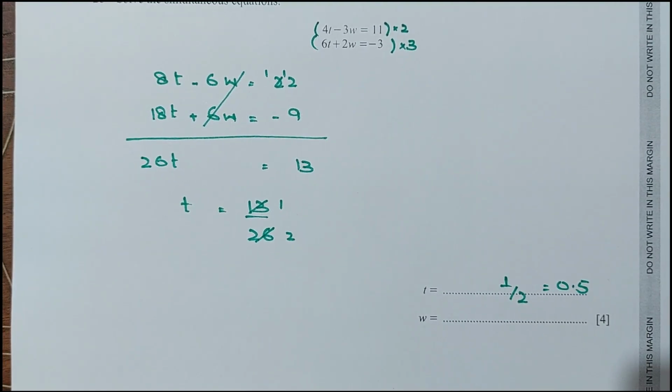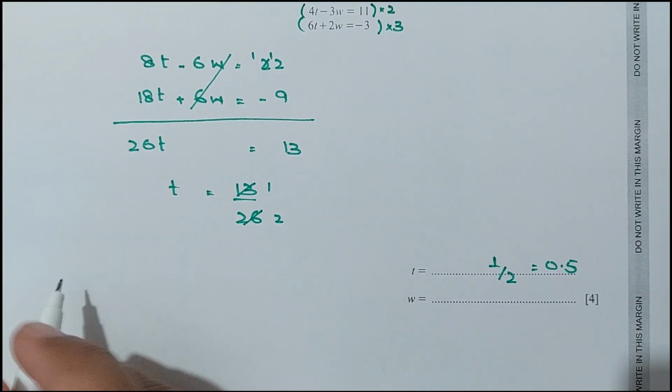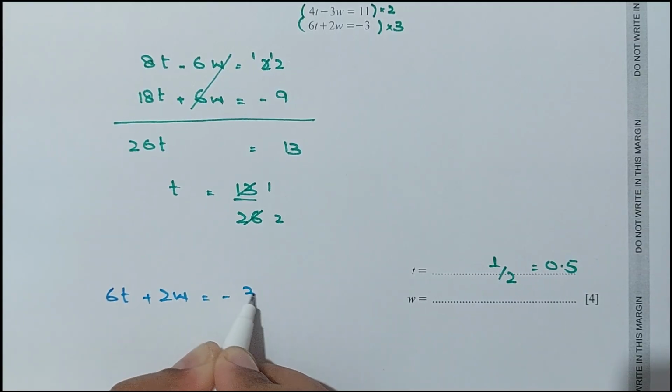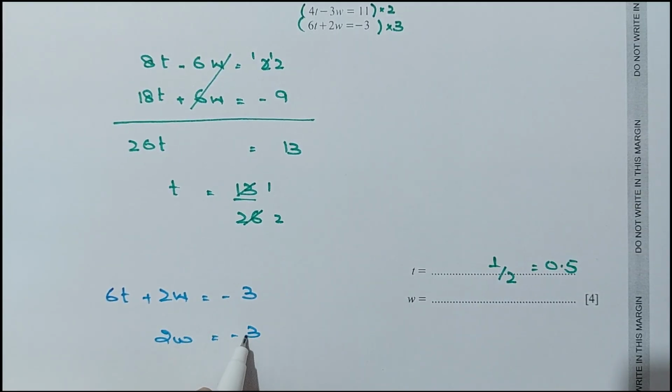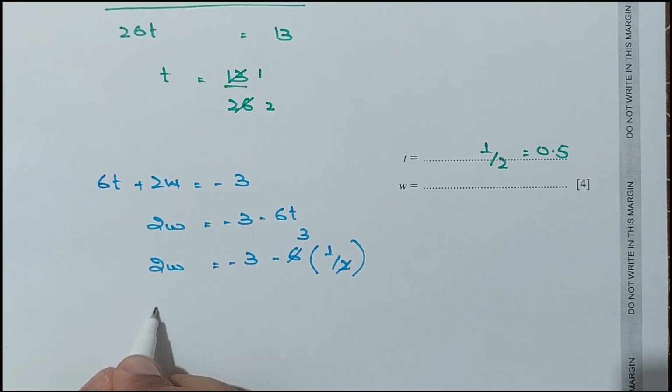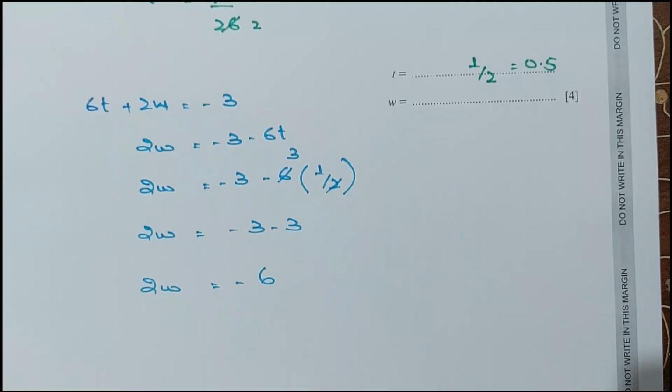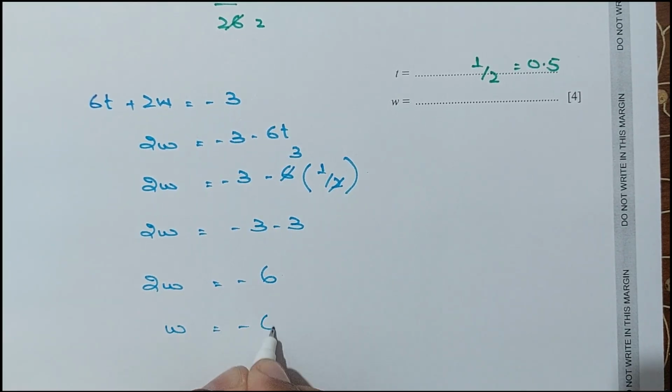Now for the second variable, you have to solve for w. So for w, plug the t value into the first equation or second equation. This is your choice. So 6t plus 2w equals -3. So 2w is going to be -3 minus 6t. So 2w is -3 minus 6 times the t value, which is 1 by 2. 6 times a half is 3. So 2w equals -3 minus 3. So 2w equals -6. So w would be equal to -6 over 2, which is -3.